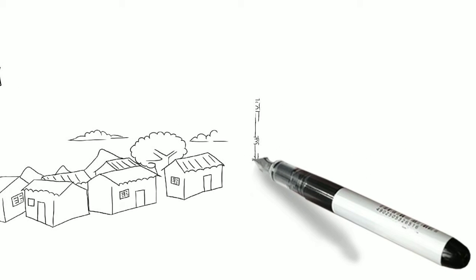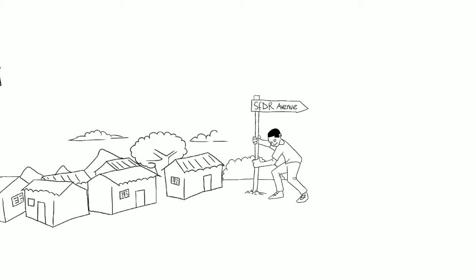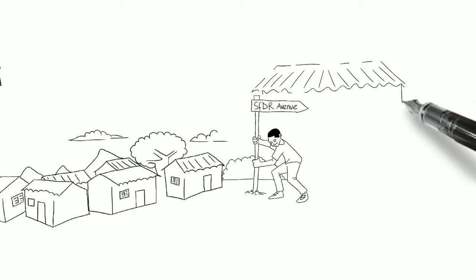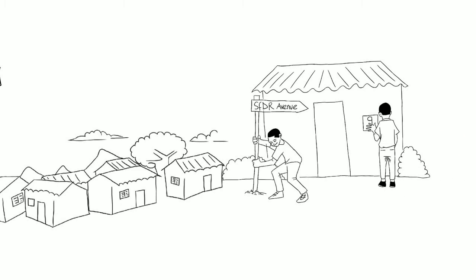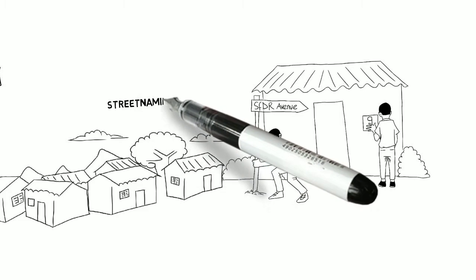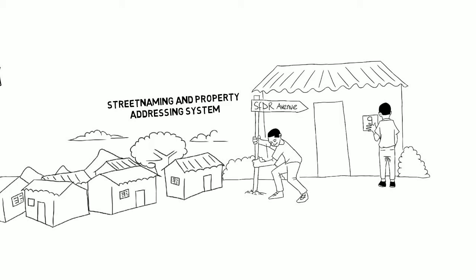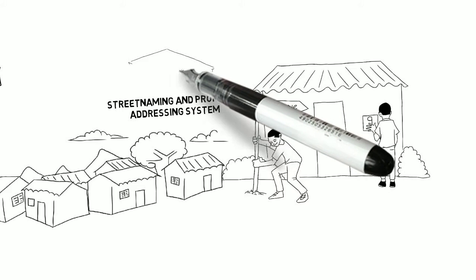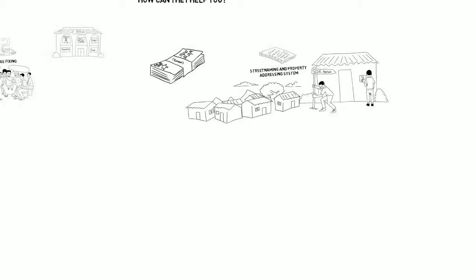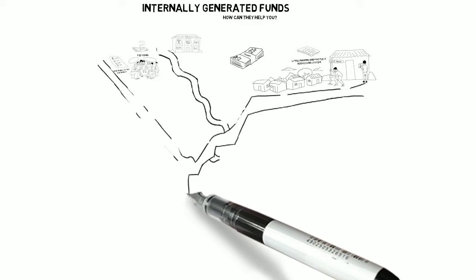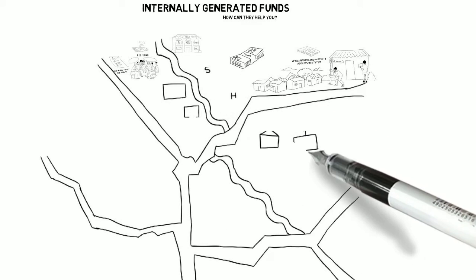Naming streets and numbering houses can help you with your database of ratepayers. This is called Street Naming and Property Addressing System. That is why the government made a policy and guidelines for all MMDAs to name their streets and number their houses. First, you need a map of all buildings in your district to identify the streets and properties.